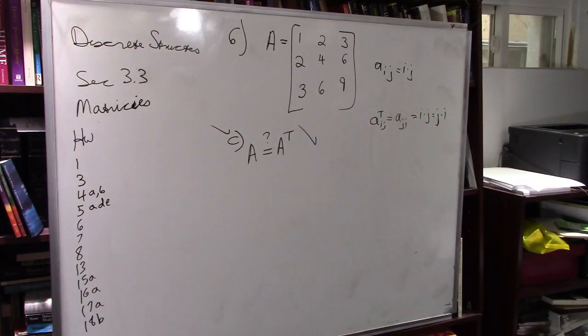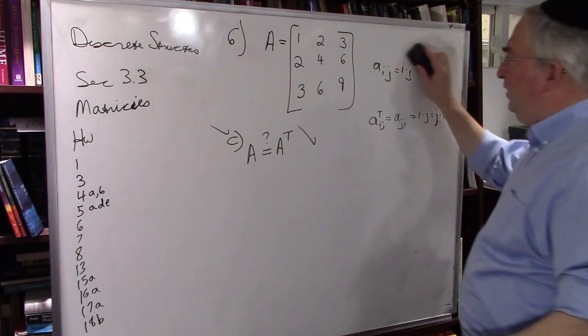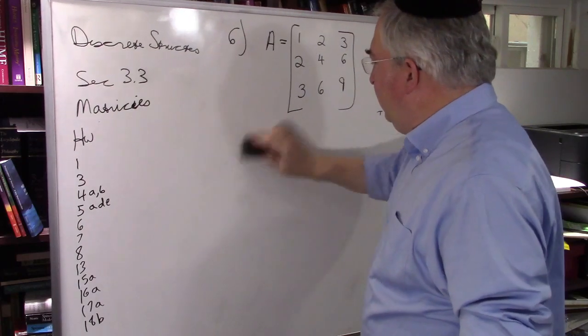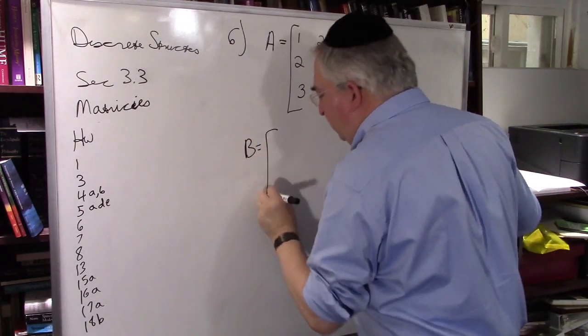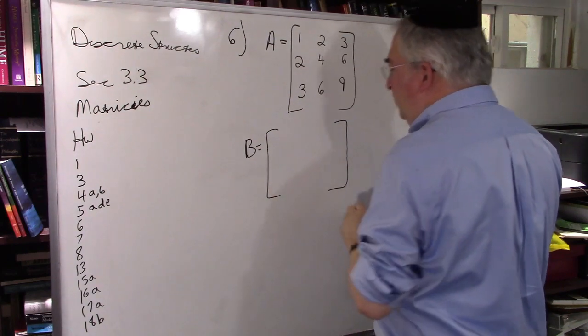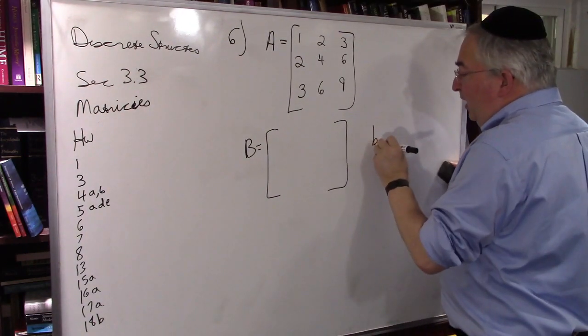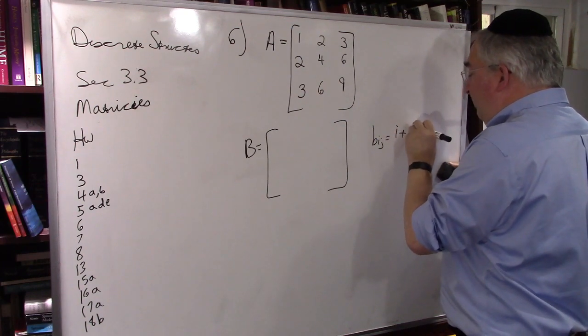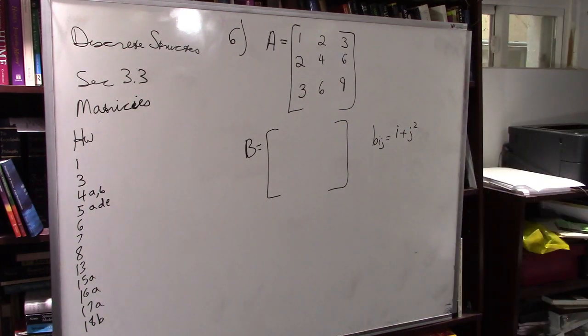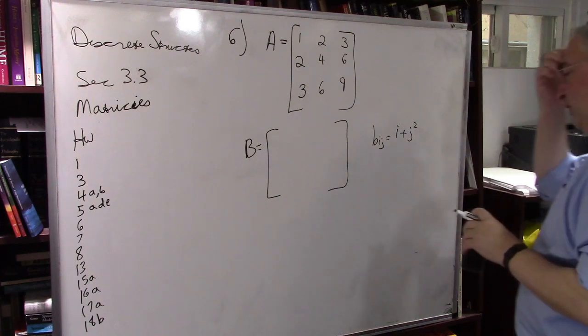Okay, great. Now we do B. So we'll leave A over there. Now let's do B. B is also a 3 by 3 matrix, okay? And Bij is a little bit more complicated. It's I plus j squared. So let's do this.